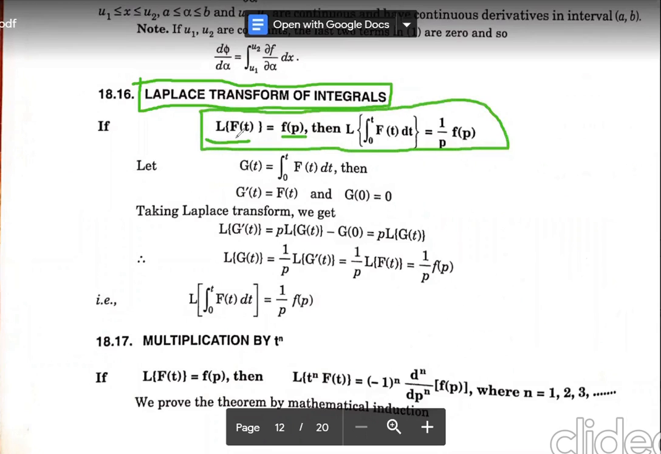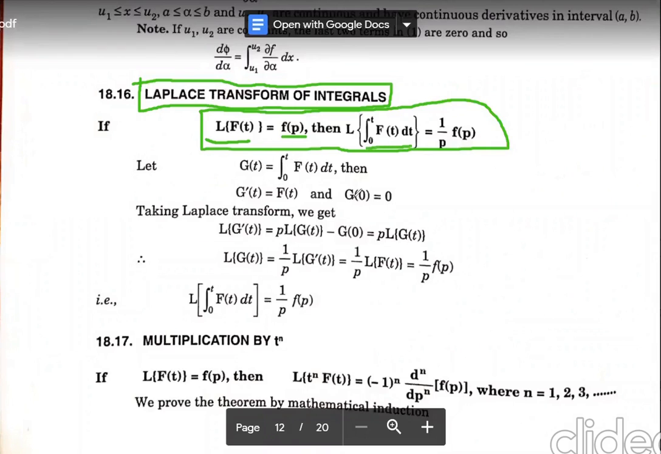So if the Laplace transform of f of t is f of p, then the Laplace transform of the integral from 0 to t of f of t dt is equal to 1 by p f of p. You can prove it by yourself also. So here, let g of t be equal to the integral from 0 to t of f of t dt. I have given this function the name g of t.